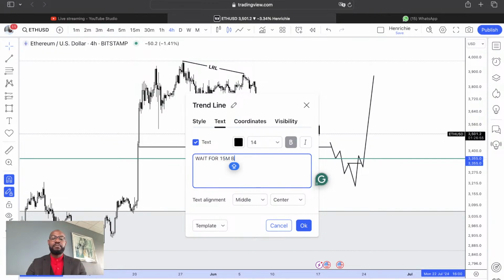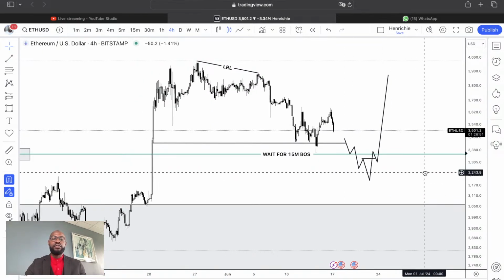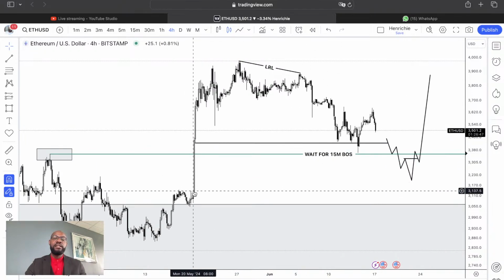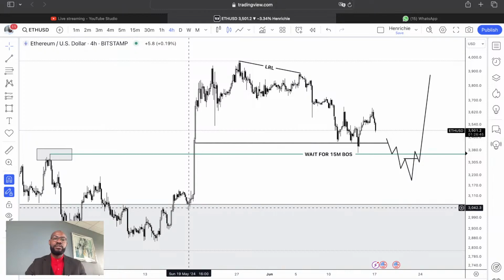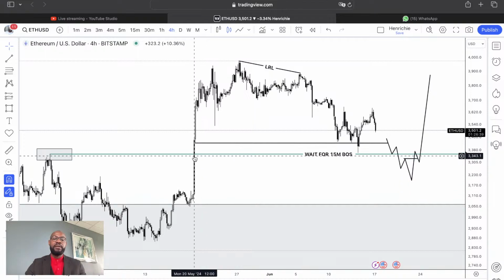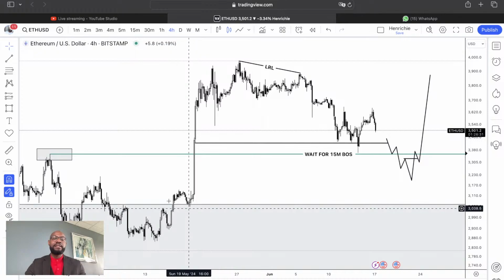Now, we're not going to try to pinpoint any exact position that price is going to react from, because we absolutely do not know that. Right here, we have an inefficiency. We have the last down close candles. So two of this is going to be the mitigation area. So it's going to either be the inefficiency or the last down close candle.